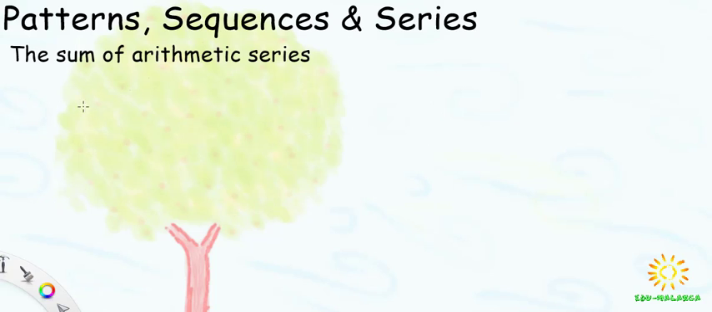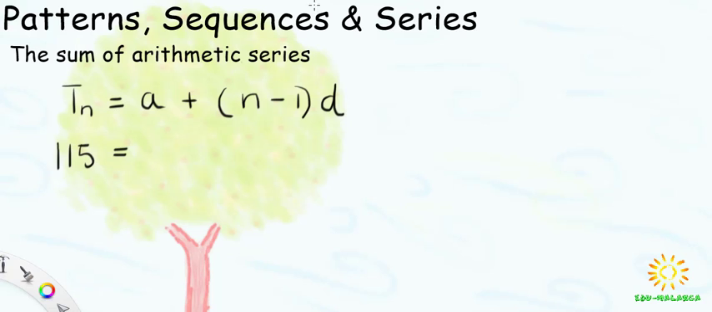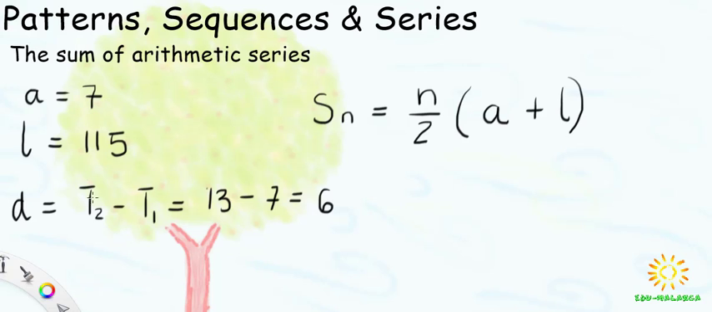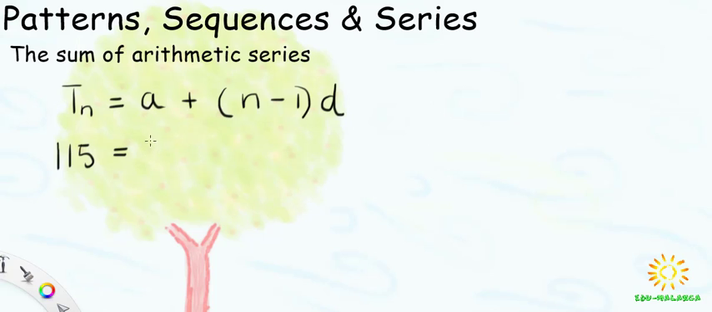Let's go. The general term of an arithmetic sequence looks like this. Tn is equal to A plus, open brackets, n minus 1, close the brackets, times d. This is the general term. We know what Tn is because we know what the last term is. We know what A is and we know what D is. So we can solve for n then. Tn, let's substitute. 115 is equal to, let's remind ourselves, A was 7, D was 6. Let's substitute. A is 7 plus, open brackets, n minus 1 times 6.